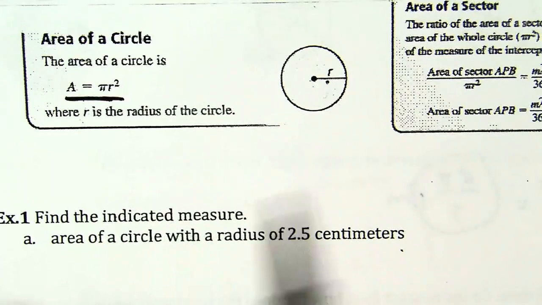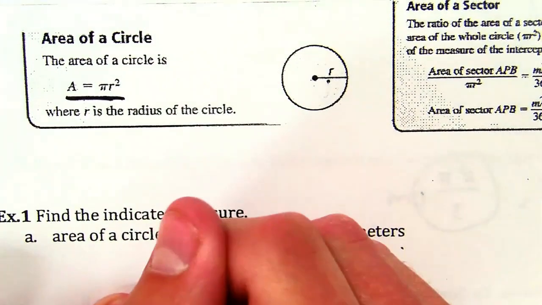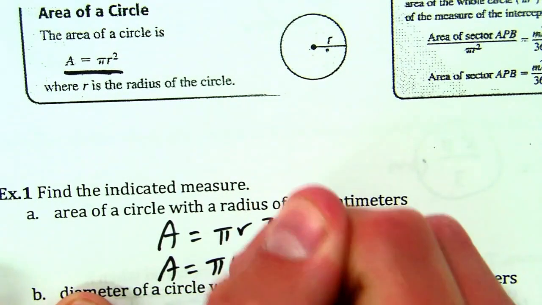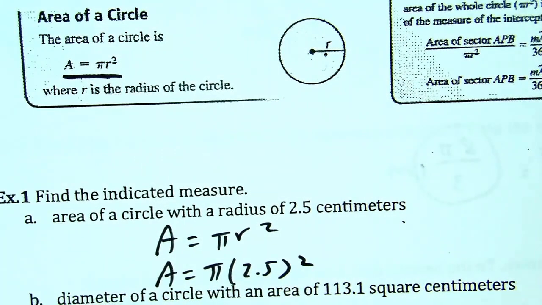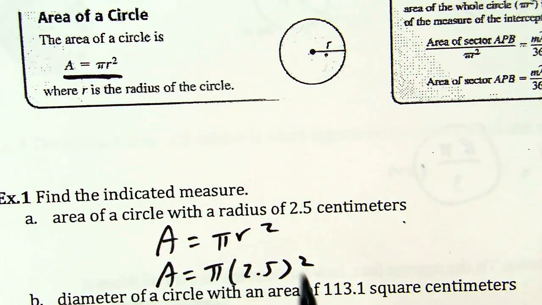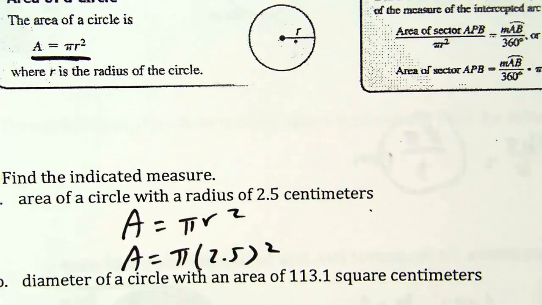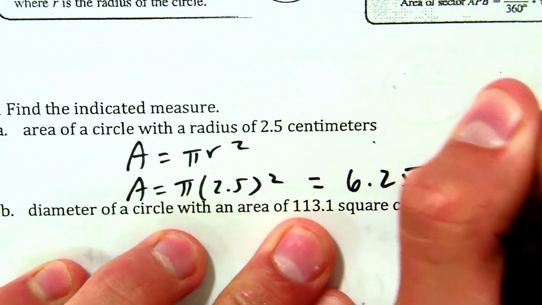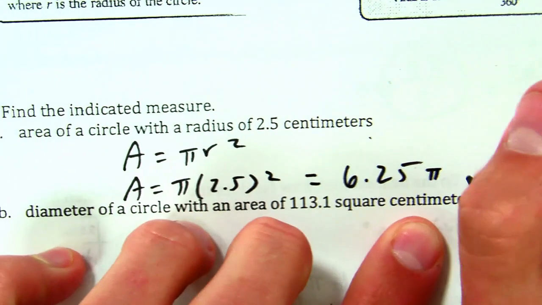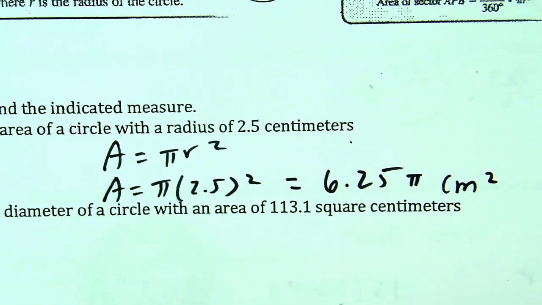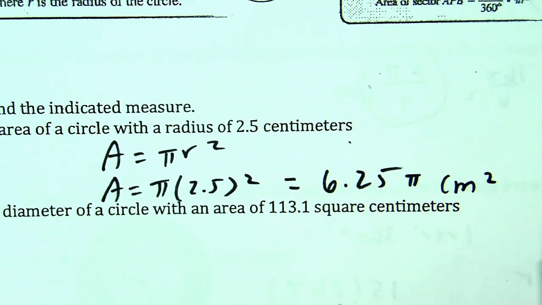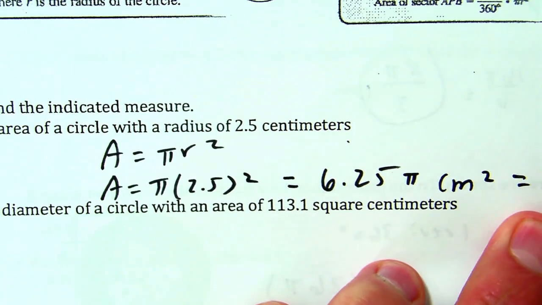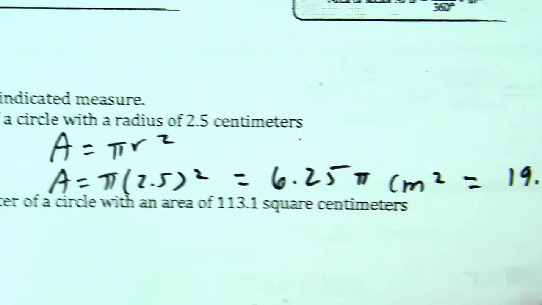So in example 1, if you find the area of a circle with a radius of 2.5, okay, area is equal to pi r squared, and your radius is 2.5. So you do 2.5 squared, and 2.5 squared is 6.25. So what you could do is you could leave your answer like this and just say, oh, 6.25 pi square centimeters. Since it's area, it's square units. Or if you actually did want to multiply pi through, you would end with 19.63 square centimeters.